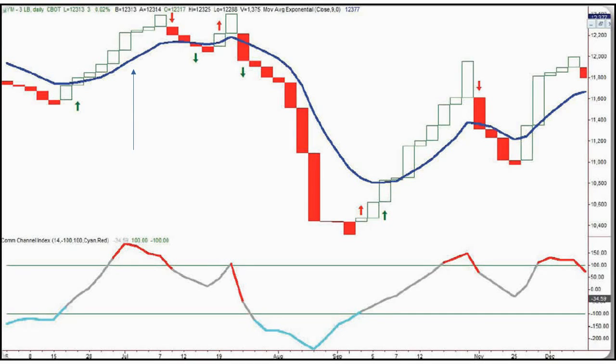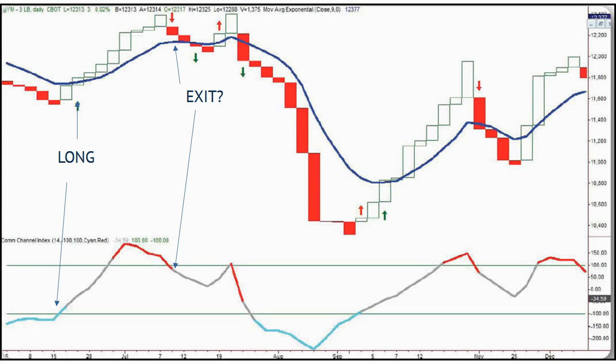In this system, long trades are entered when the CCI crosses above minus 100 and a white line closes above the exponential moving average. The trade is exited when the CCI crosses below plus 100 or a red line is formed. The rules for shorts are the exact opposite. The green arrows show long or short entries and the red arrows show the exits.